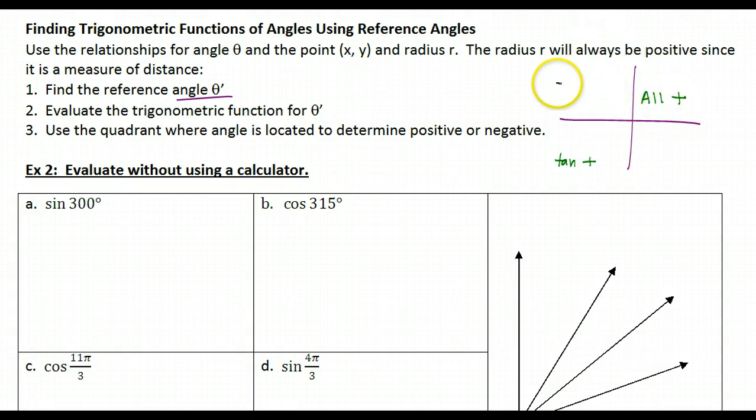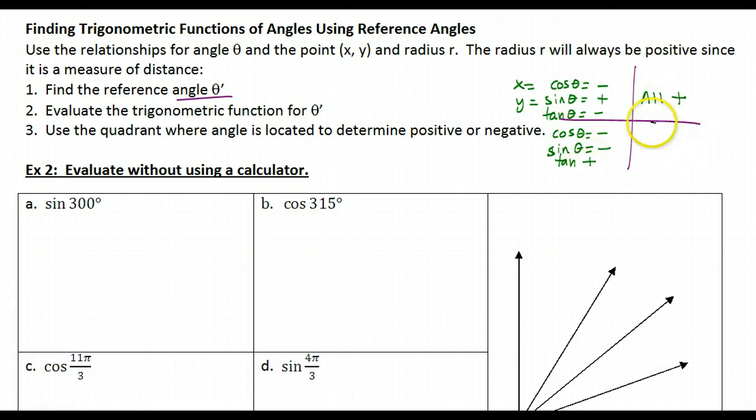In quadrant 2, cosine, which is x, is negative, and y, which is sine, is positive, so tangent ends up being negative because it's y over x. Down here in quadrant 3, both x and y are negative, so sine and cosine are both negative, but when I find tangent, I do a negative divided by a negative, which is a positive.